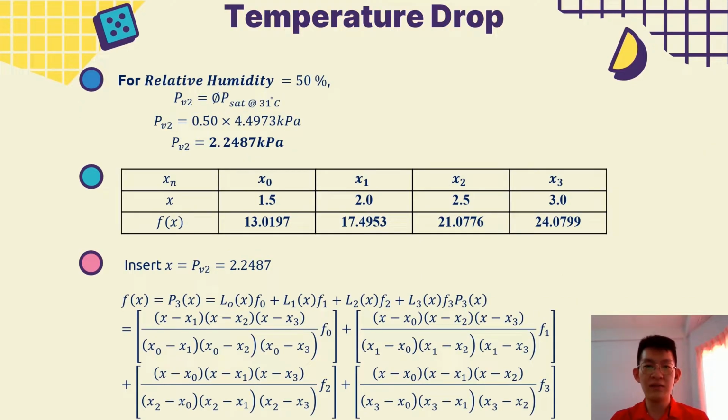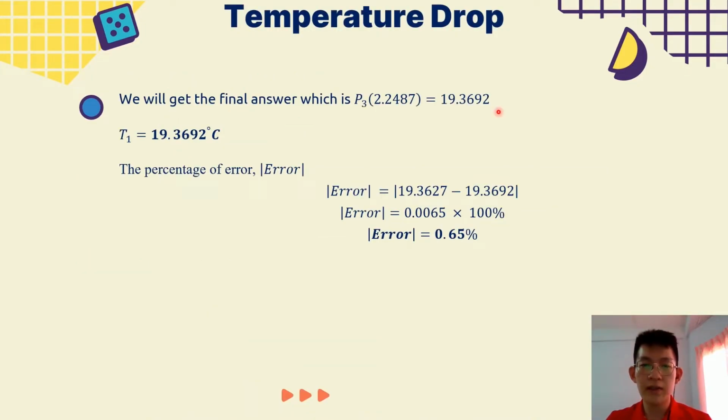We'll find the value of temperature for relative humidity equal to 50%. We also insert the value of S into this formula. We will get the final answer of P3 equal to 19.3692. So the temperature equal to 19.3692, and the error is the actual value minus our calculated value, and we find the error equal to 0.65%.